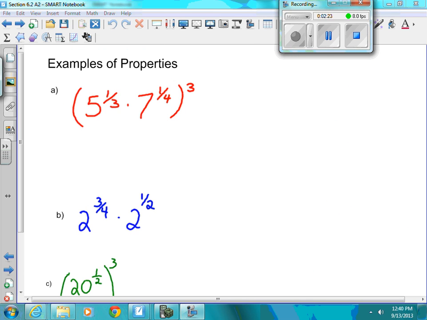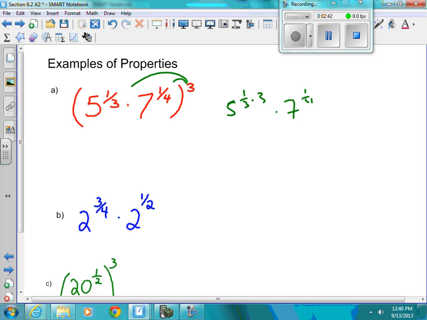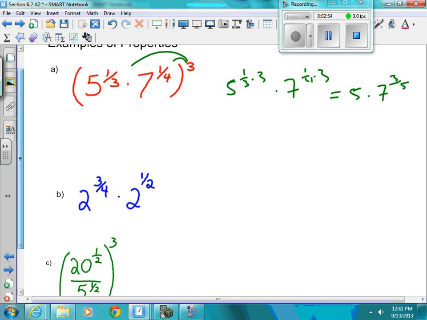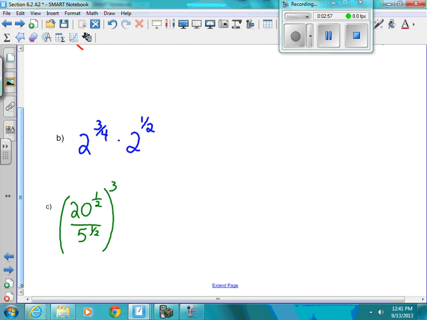So real quick, let's go through some examples of how we might use this. 5 to the 1/3 times 7 to the 1/4, all to the 3rd power. Well, there's a power outside. We can distribute that power to all the powers inside: 5 to the 1/3 times 3 times 7 to the 1/4 times 3, or 5 to the 1, since 3 times 1/3 is 1, times 7 to the 3/4. Obviously, you can put this in your calculator to get a decimal. We're just practicing using the power properties here.